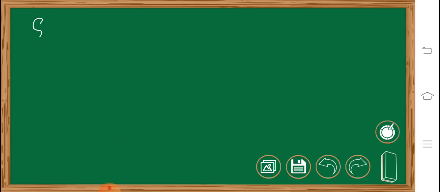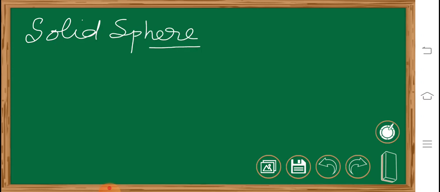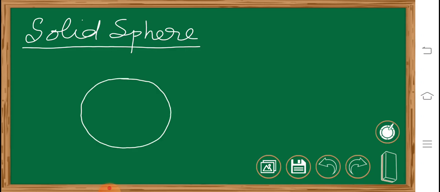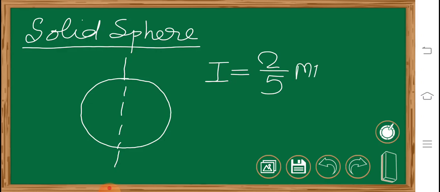If we have a solid sphere, again the solid sphere has mass m and radius r. This is the axis. The moment of inertia about this axis which is passing through the diameter is 2 upon 5 mr square, where m is the mass of the solid sphere and r is the radius.